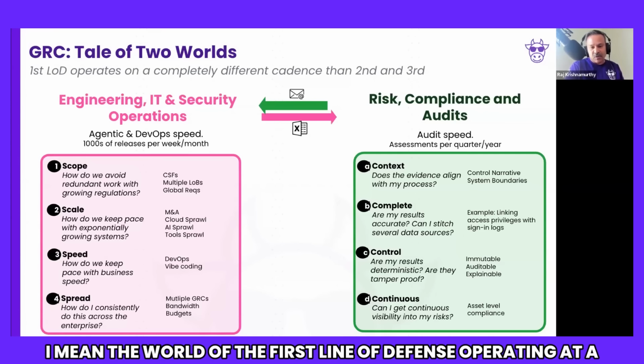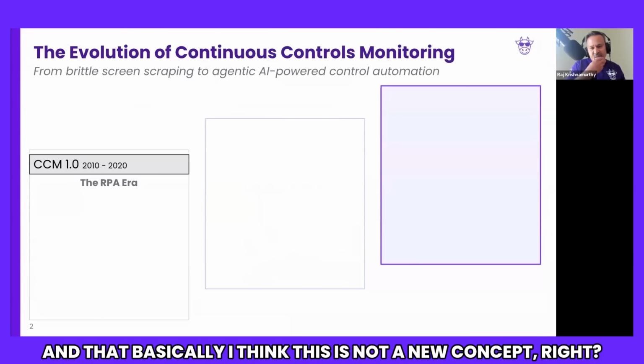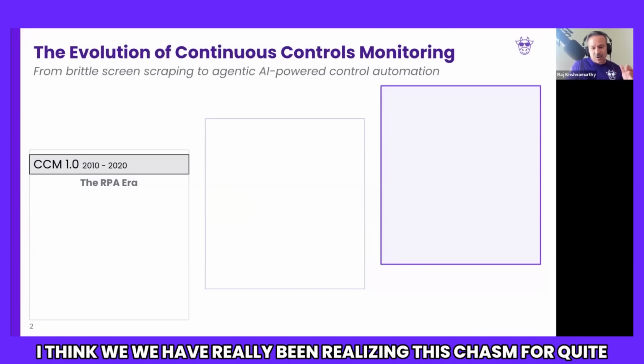The world of the first line of defense operates at a completely different pace than what we call the second and the third line of defense. And I think this is not a new concept. We have been realizing this chasm for quite some time.